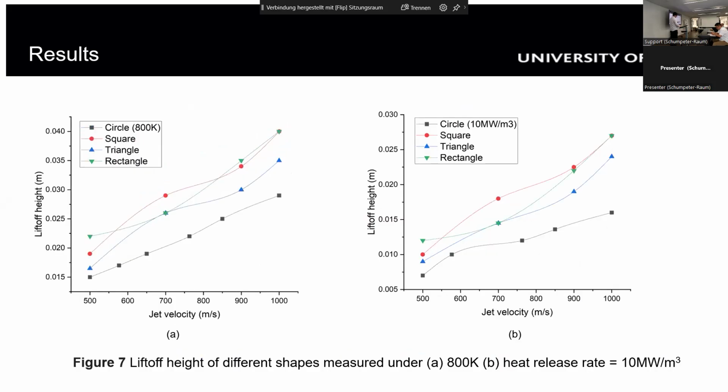Here are the results for different shapes of the pipe exit. As you can see here, I also use 800 K to measure the lift height, and use 10 milliwatts per meter cubed to measure the lift height. And as you can see, the lift height of the circle pipe is lower, and all the different conditions give the same trend of lift height. And the higher the jet velocity, the higher the lift height.